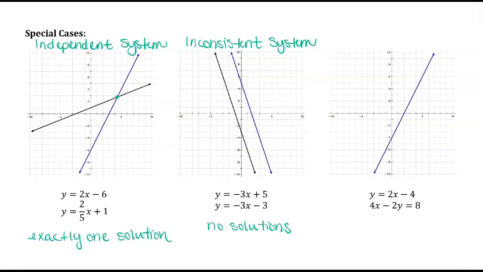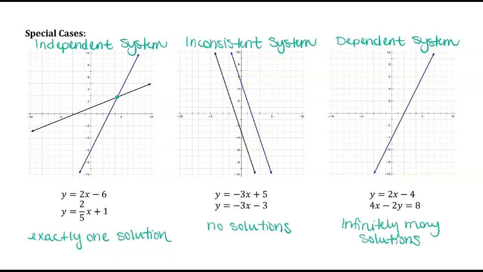Looking at this third graph, we only see 1 line, and that's because when we graph these 2 equations, they land right on top of each other. These 2 equations are actually 2 different ways to express the same line. They have exactly the same solutions. This is what we call a dependent system. Every point that's on one line is on the other line. Every ordered pair that's a solution to one equation is also a solution to the other equation. So dependent systems have infinitely many solutions because there's infinitely many points where these 2 equations agree.